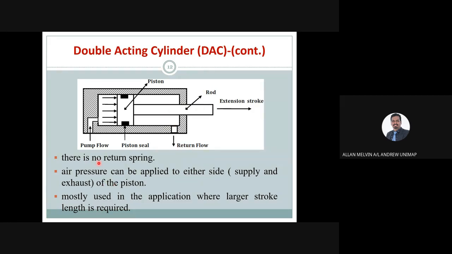Okay, so you need to know that a double acting cylinder has no spring return, no spring here. So when I ask you to draw, don't draw a double acting cylinder with spring. Marks will be deducted immediately, because spring is only for single acting. Air pressure can be applied on either side, as supply or exhaust. If you supply here, it will be the supply port and this one the exhaust port. If you supply here, this becomes the supply port and this becomes the exhaust port, because the air here will come out. So it is mostly used in applications where a larger stroke length is required, because it can extend up to 2 meters.